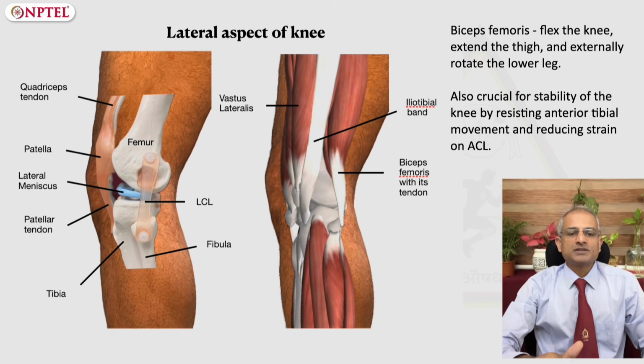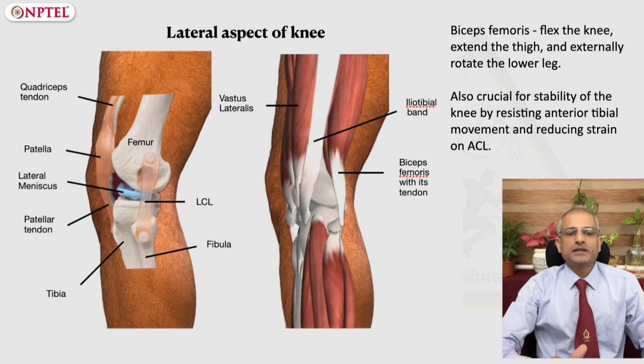Another posterior muscle is popliteus, which has a role in unlocking the knee during the flexion. The gastrocnemius and the plantaris also cross the knee, assisting the flexion and resisting posterior translation of tibia, hence assisting the PCL function. Essentially, the ligaments provide static stability, whereas the muscles are responsible for dynamic stability of the knee.